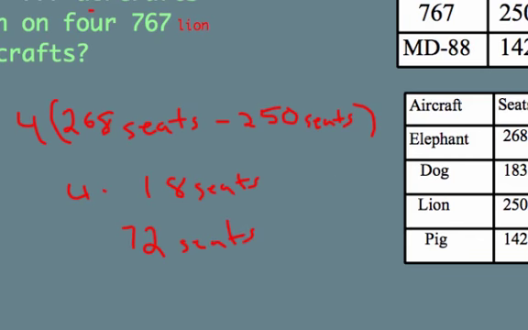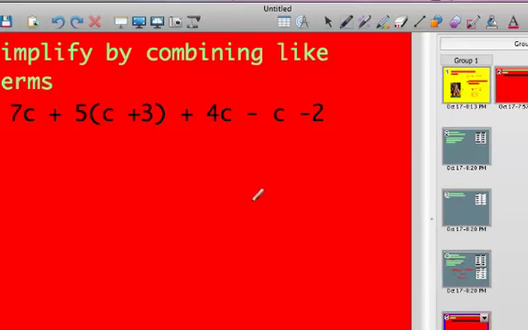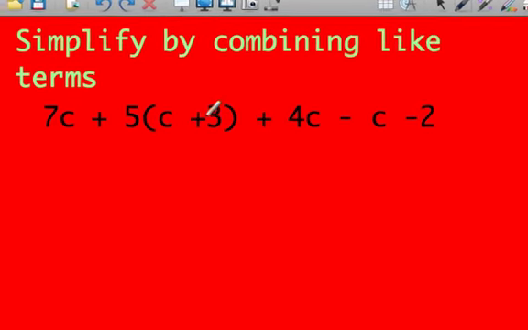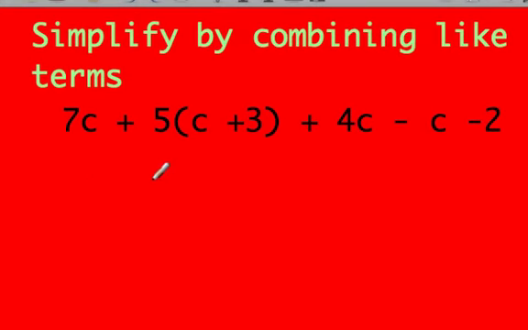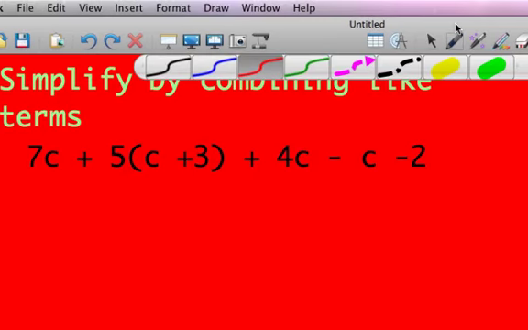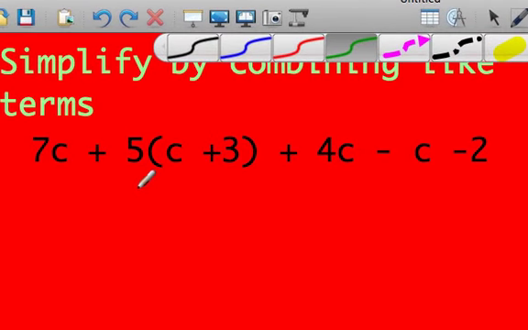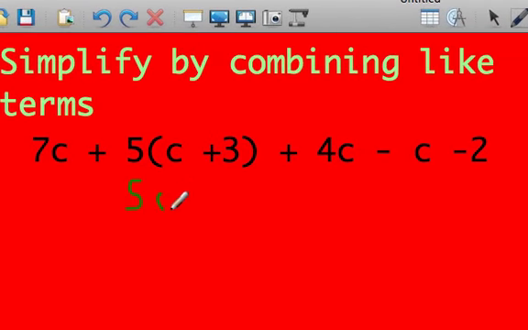Alright, one more, and this is actually the challenge problem for this week. This problem says simplify by combining like terms. Alright, so I'm going to simplify. I'd start maybe by doing the distributive property right here. So this is, well, I should change pens from red. This is 5c plus 15, and then the rest of it we can kind of tack on.